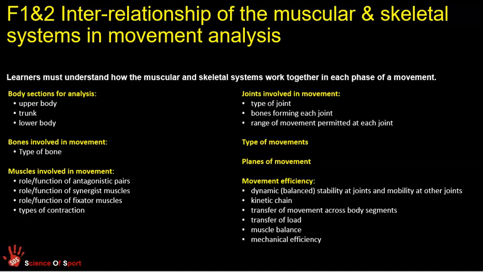So the specification for the F section is titled Inter-relationship of the muscular and skeletal systems in movement analysis. So clearly from that title it's about how these two systems integrate and work together to allow us to perform the skills that we do and the exercises that we do. Now this specific video is looking at movement efficiency.